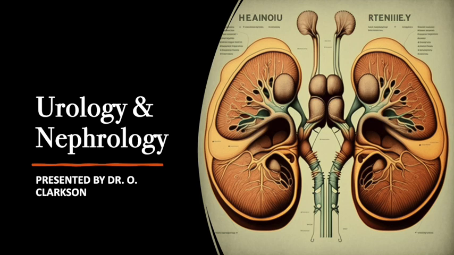Struvite stones, those are your staghorn kidney stones. Those are secondary to UTIs. So Proteus mirabilis is going to be one of the major causes of that. You can also see that in Klebsiella and Pseudomonas as well. And then uric acid stones. Remember we were talking about gout. If a person has gout, they're going to have a higher chance of developing uric acid stones, right? Because uric acid is going to be characteristic of gouty arthritis.